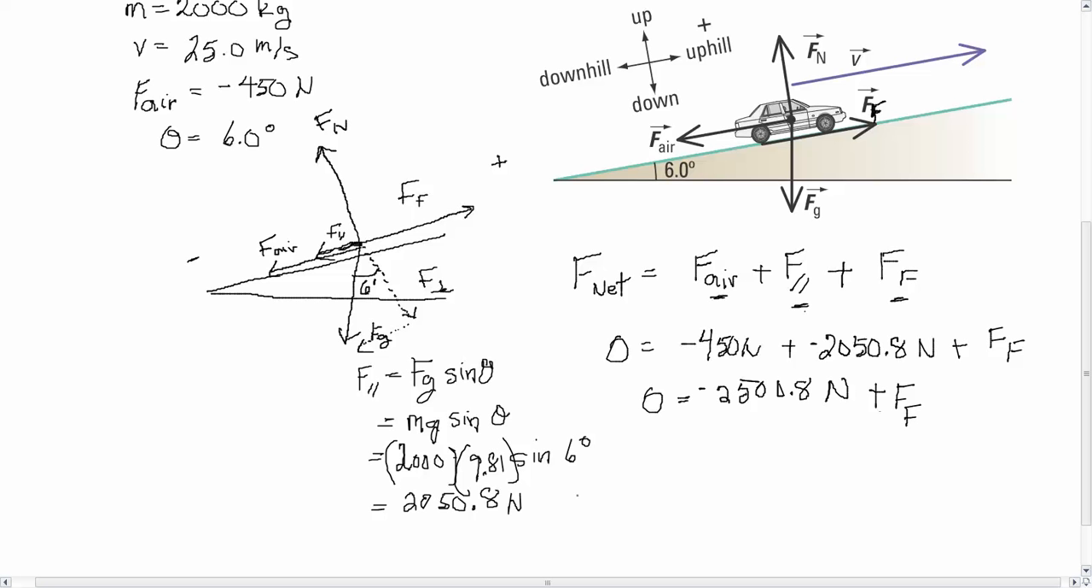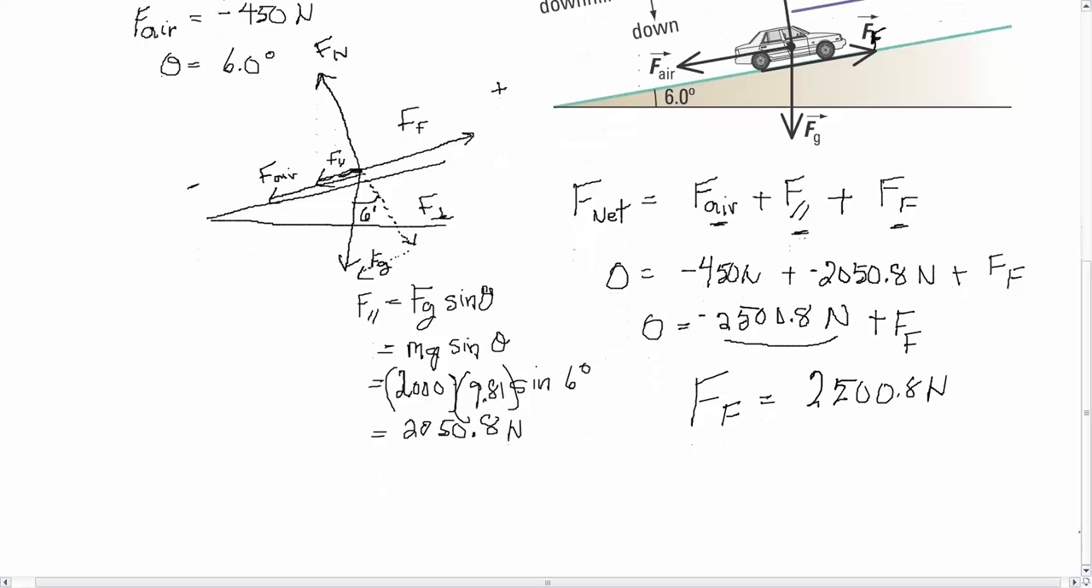I move that force across by adding 2,500.8 newtons to both sides, and that gives me the forward force of 2,500.8 newtons. We need to round this to 2 significant digits because our angle was given to 2 significant digits, and so that becomes 2.5 times 10 to the 3 newtons.